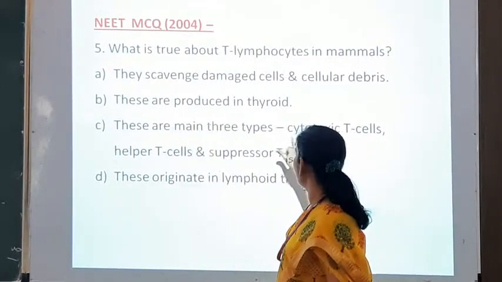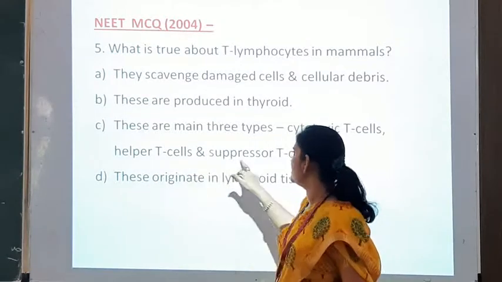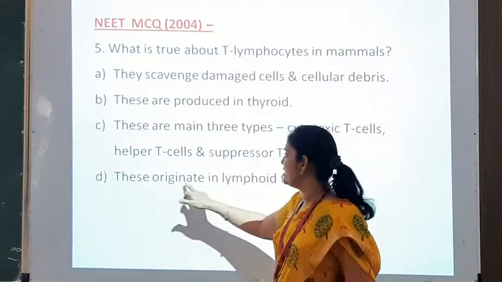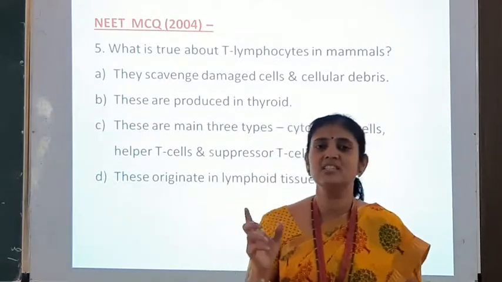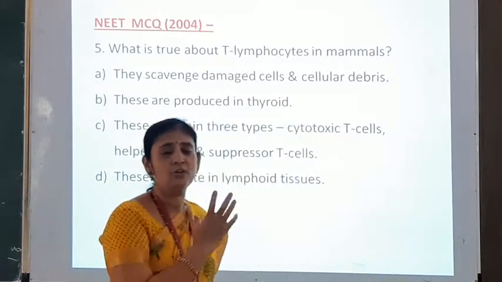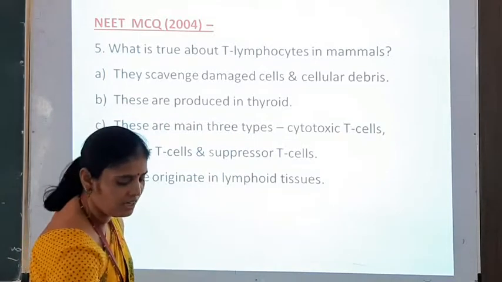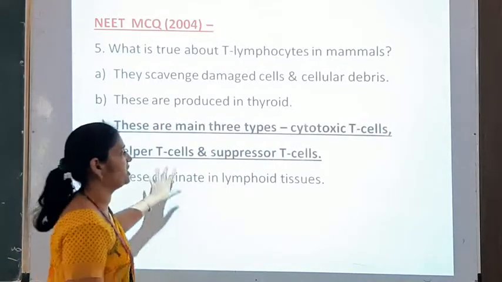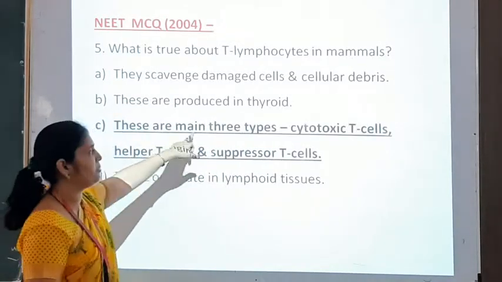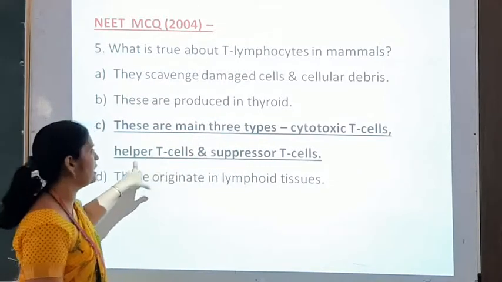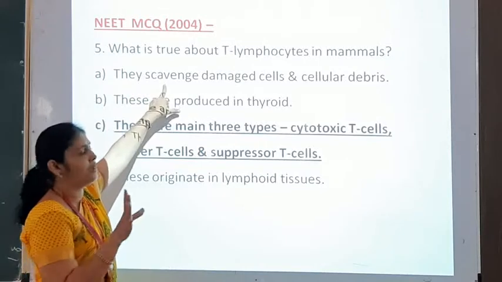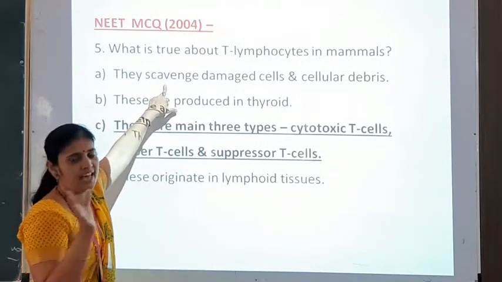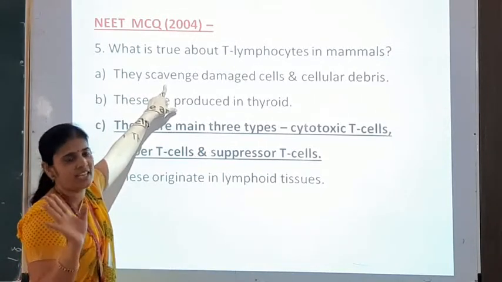These are the main three types: cytotoxic T cell, helper T cell and suppressor T cell, and these originate in the lymphoid tissue. So can you guess the answer? What is the correct answer related to T lymphocyte? Here we can see option C is correct. These are the main three types: cytotoxic, helper and suppressor, because they are not scavenging damaged cells and cellular debris. They are not phagocytic cells.